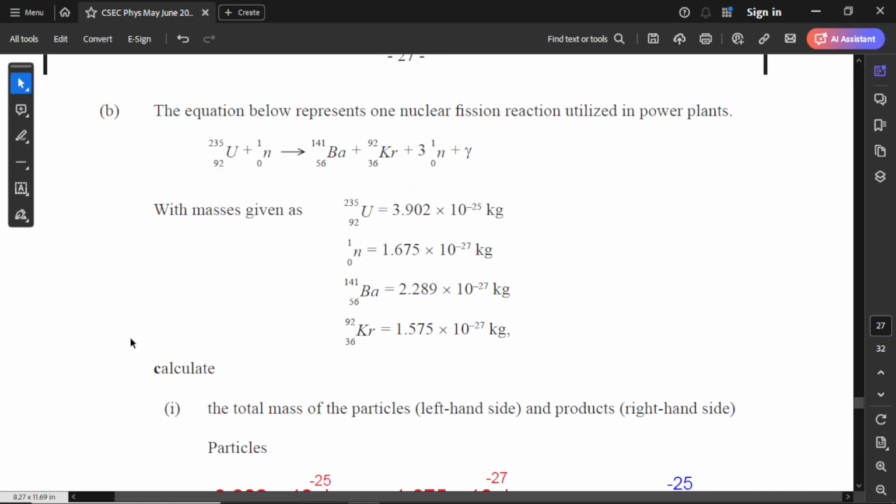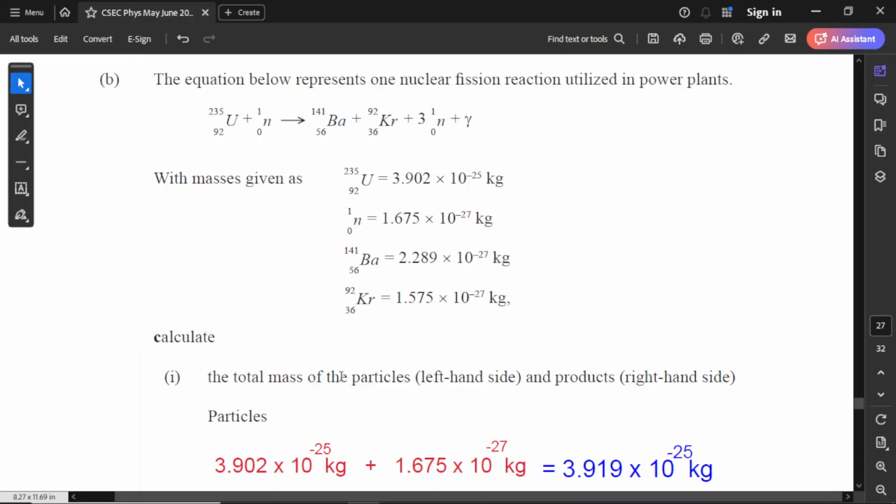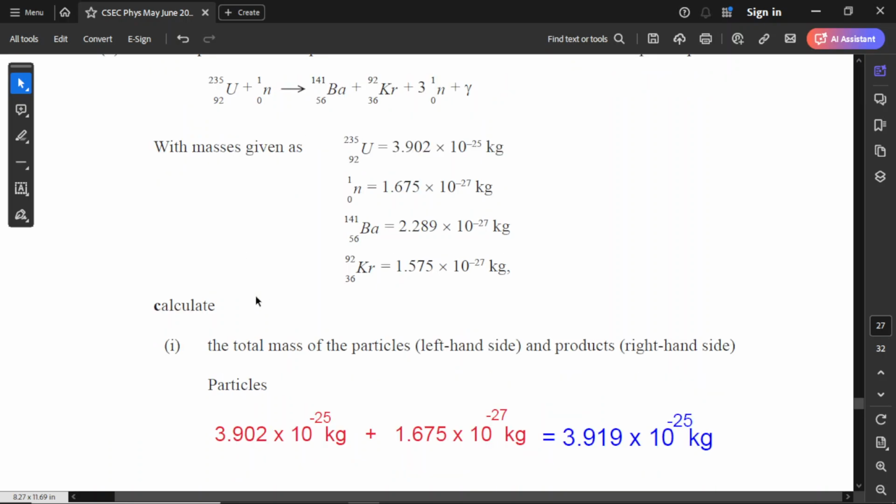The first thing it asks us is to calculate the total mass of particles on the left side and the product side, the right side. They actually tell us which is the reactant side and which is the product side, but you should know that after the arrow are products, and in front of the arrow are reactants. The particles we use on the reactant side are U and N. All you do is add up these two masses, and you get 3.919 times 10 to the minus 25 kg.